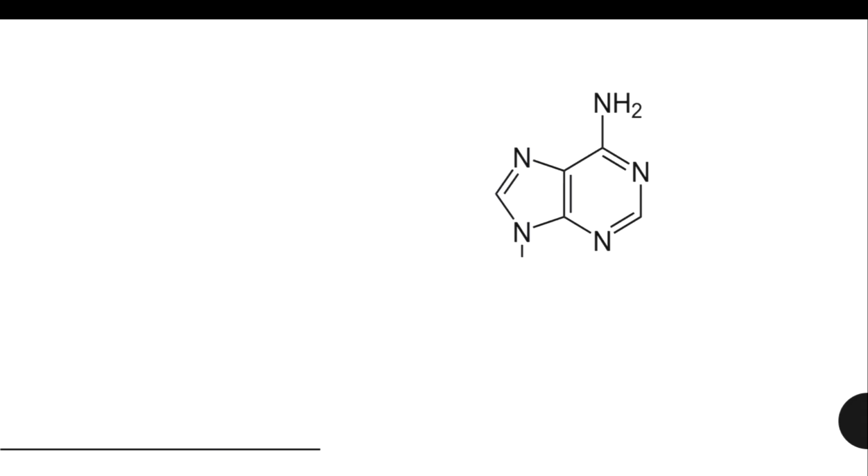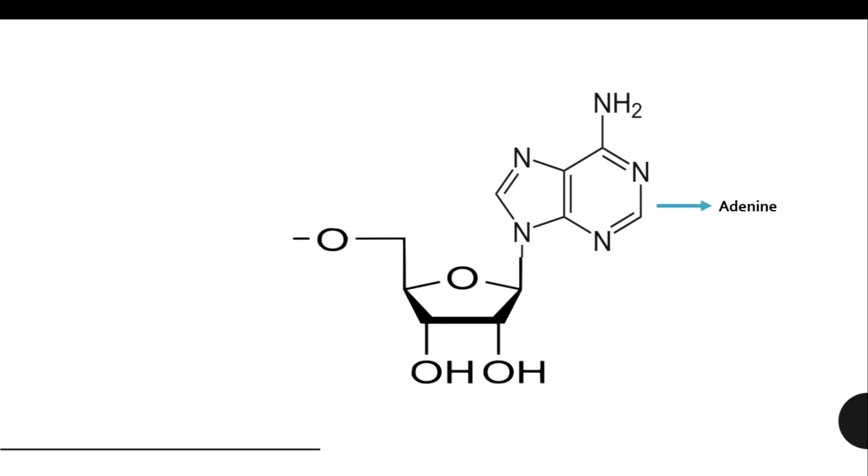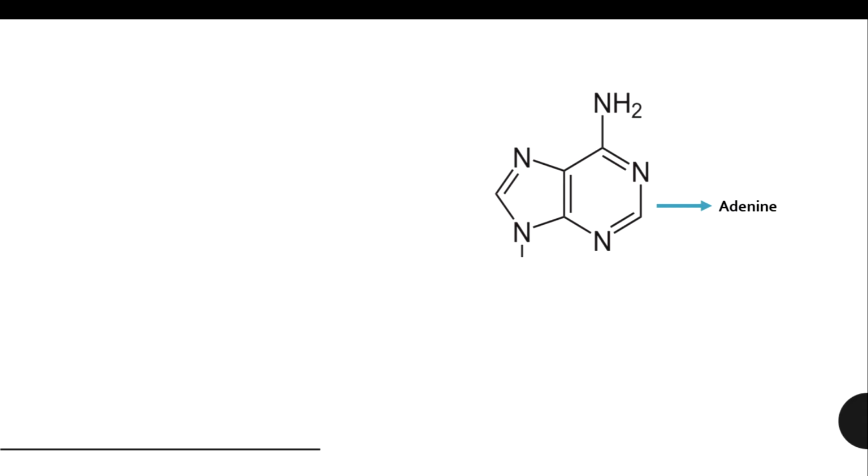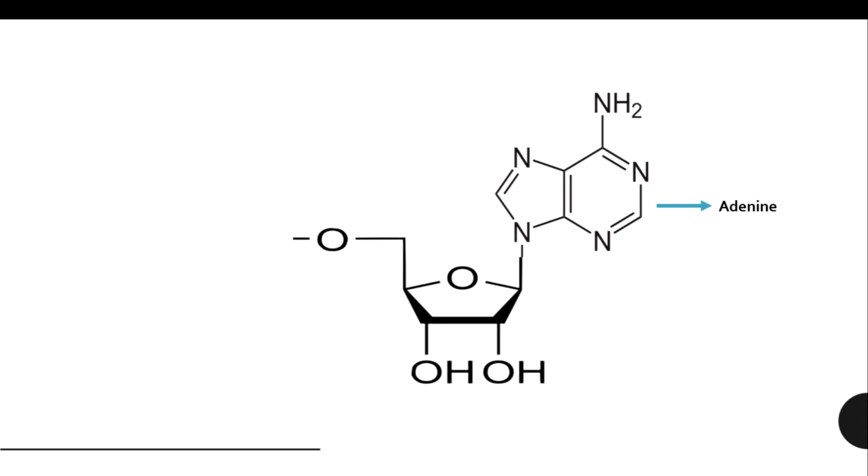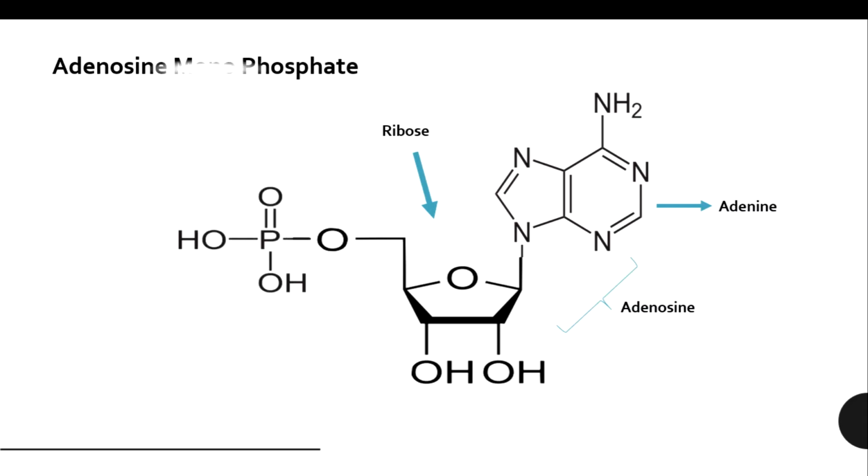Next, we will see how the attachment of nitrogenous bases, sugars and phosphates takes place. This is the structure of adenine. When adenine binds with ribose, a 5-carbon sugar, we call this combination a nucleoside. The name of this nucleoside is adenosine. When this adenosine, the nucleoside, binds with phosphate, it is called a nucleotide. The name of this nucleotide is adenosine monophosphate.